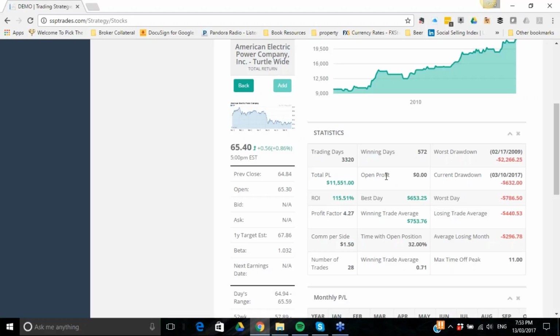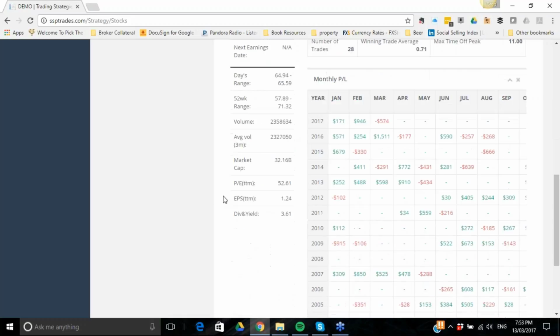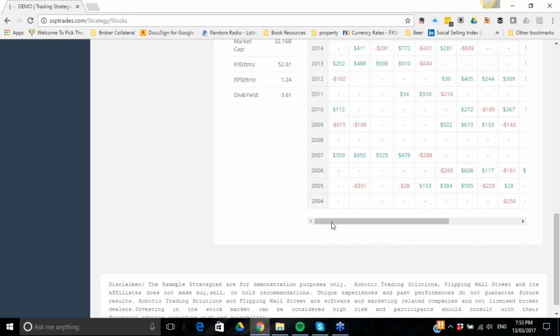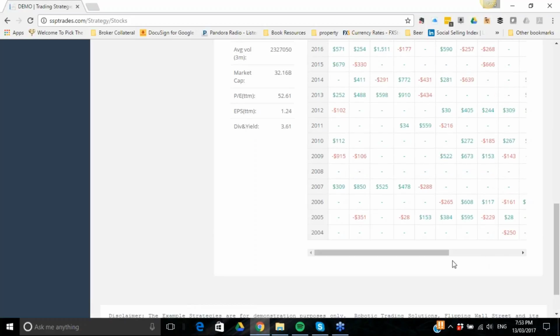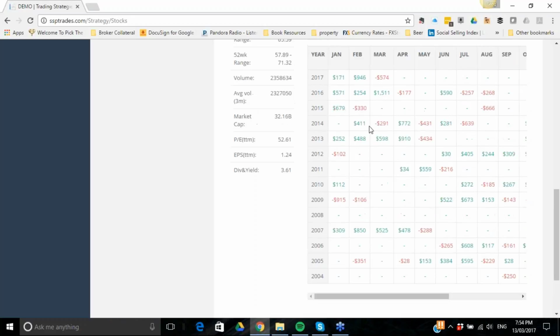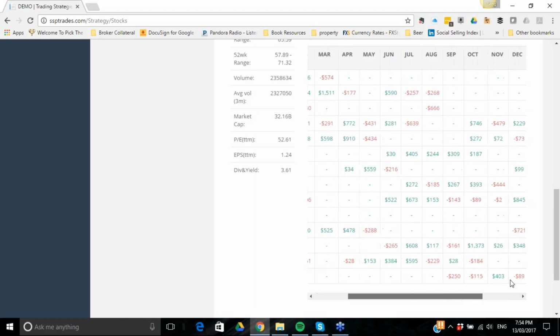So by no means does this software purport to be an always-win strategy, because there are strategies within each stock which will win and lose. It's just the risk management features within the software limit your exposure, and that's the key thing. There's a monthly profit and loss here, and you see it goes all the way back to 2004 when they started their testing, all the way up to current day.